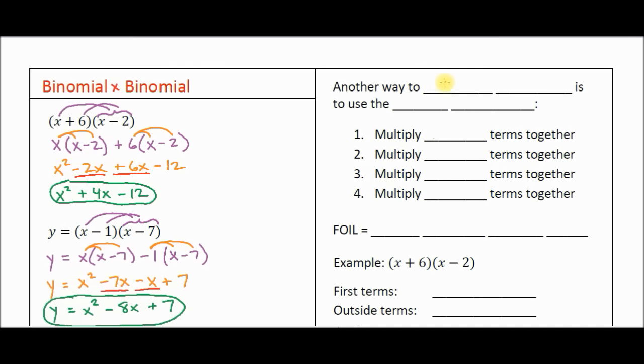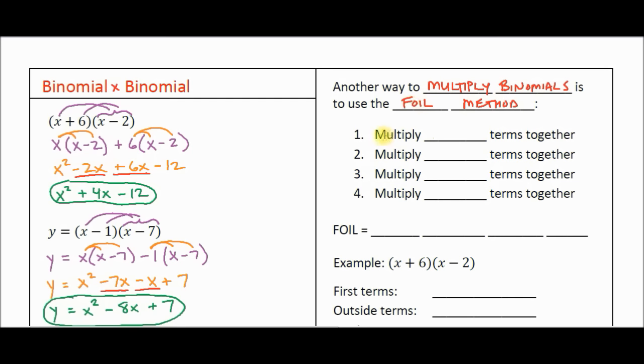So another way to multiply binomials is to use the FOIL method. And it's called the FOIL method not because it has anything to do with aluminum foil. It's because these letters, F-O-I-L, all stand for something that helps you remember the order of this procedure, the different steps to make this work.